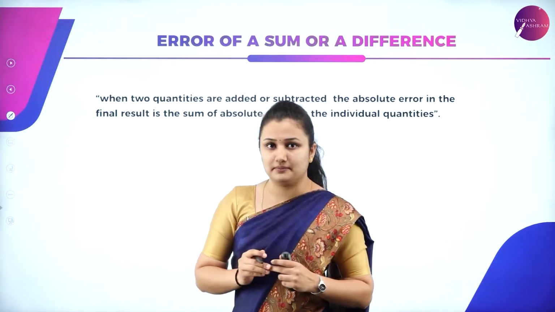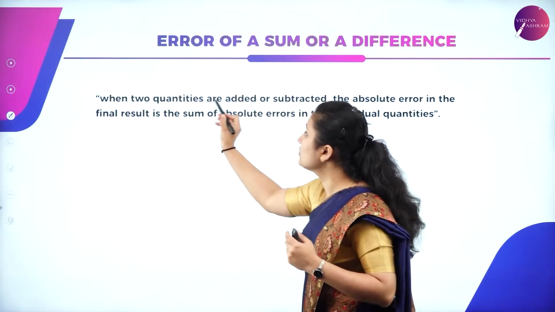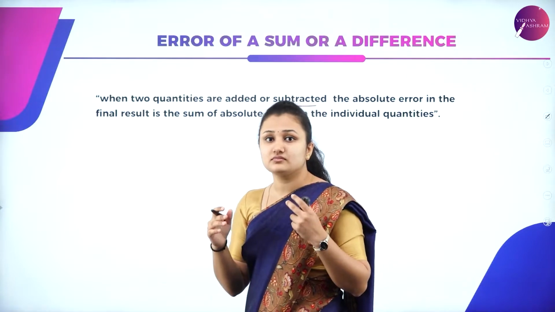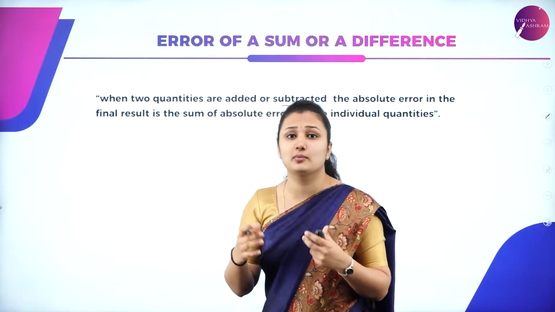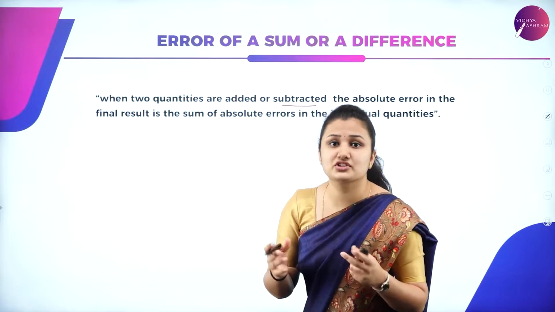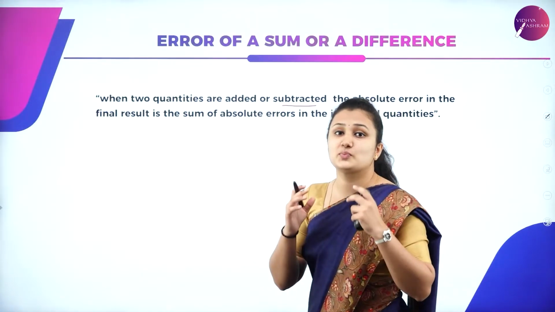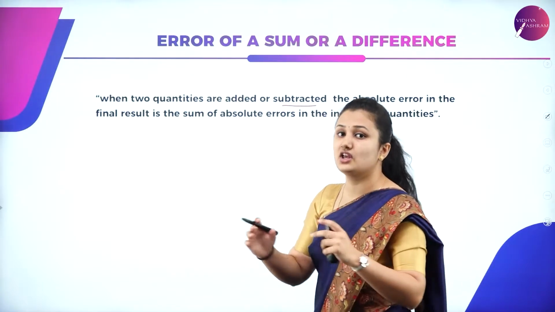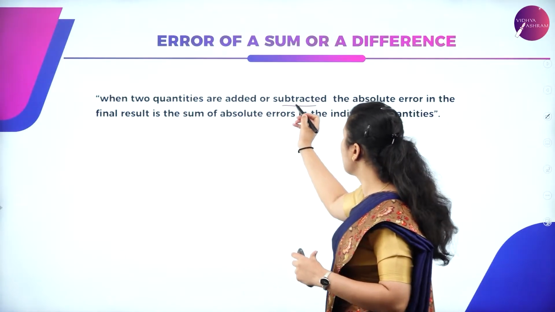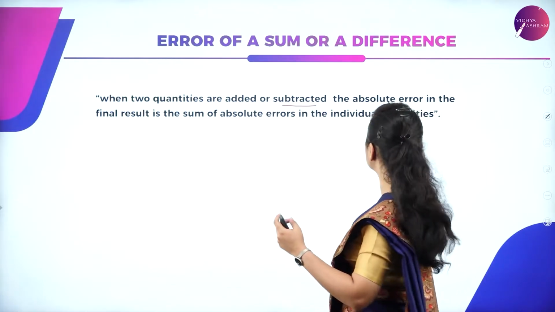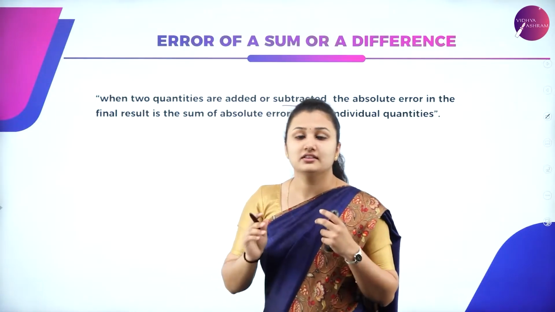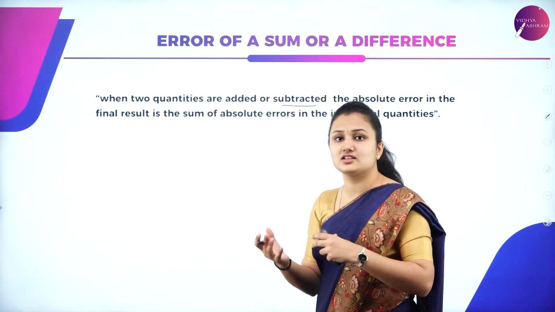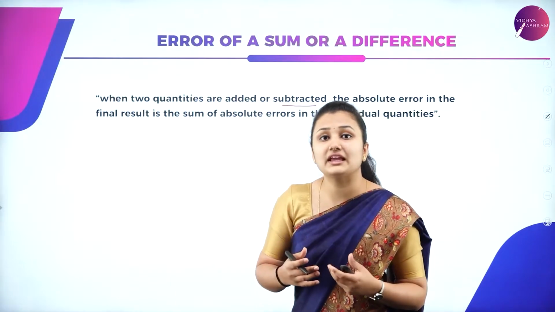So what you can understand? I'll repeat. When two quantities are added or subtracted. So my first rule is a specification about addition or subtraction of two quantities. When you add or when you subtract two quantities, the absolute error in the final result. I am doing a measurement. I am adding or subtracting two quantities. I am performing a measurement.